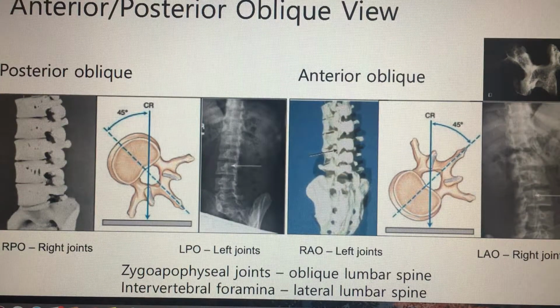This cartoon and picture describe the oblique view well. RPU positioning is good for the right side zygapophyseal joint. Posterior oblique position is the same side. RAU positioning is good for the left side zygapophyseal joint. Anterior oblique position is the opposite side.